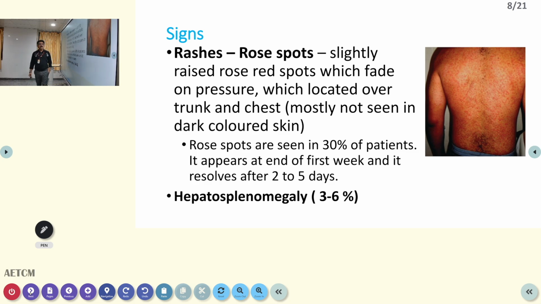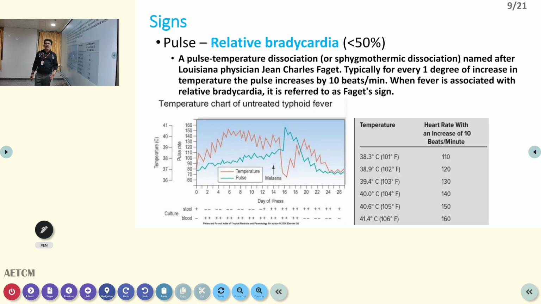Hepatosplenomegaly is very common in this infection. In most infections we get hepatosplenomegaly, and here also we get hepatosplenomegaly. Another important finding in this, it is not a problem, it's a finding, which you see in enteric fever and in some other fevers like dengue fever also.